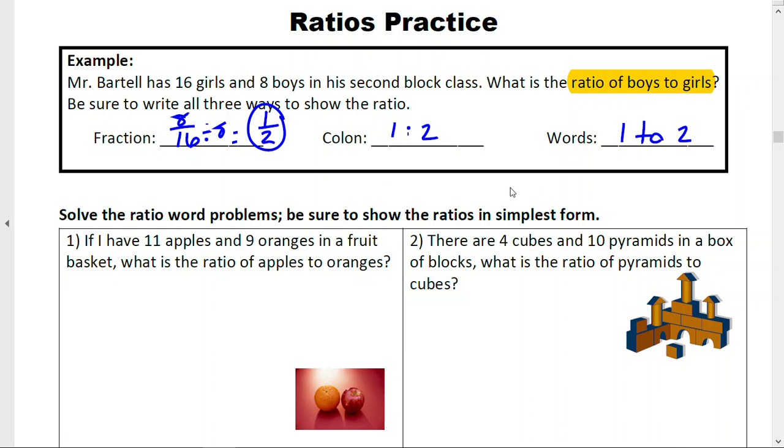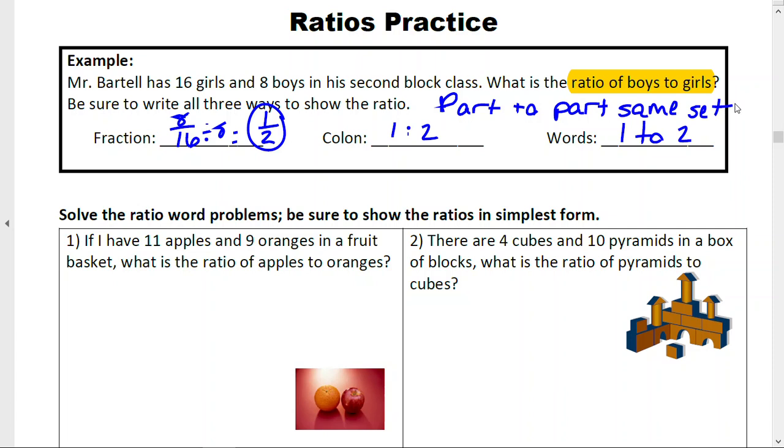Now, if I were to think of what kind of set this is, is this part-to-part same set, part-to-part different set, part to whole, or whole to whole? Well, because it's comparing boys to girls and they're all in the same class, this is part to part, same set.